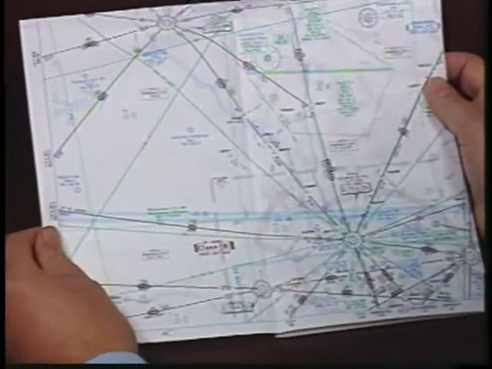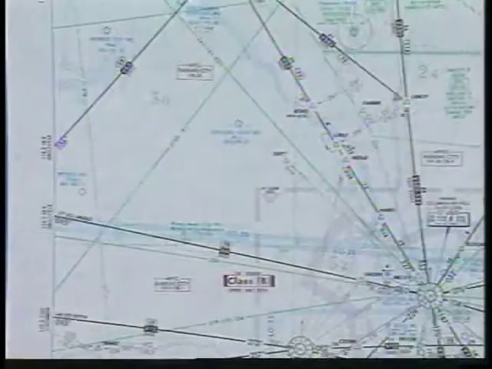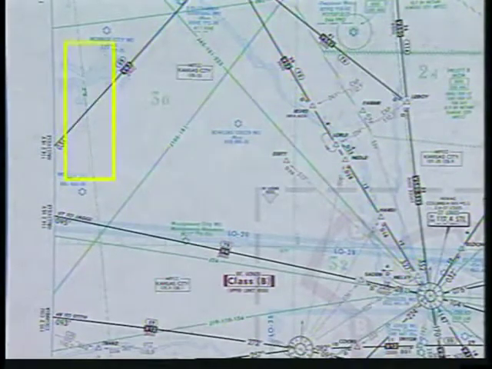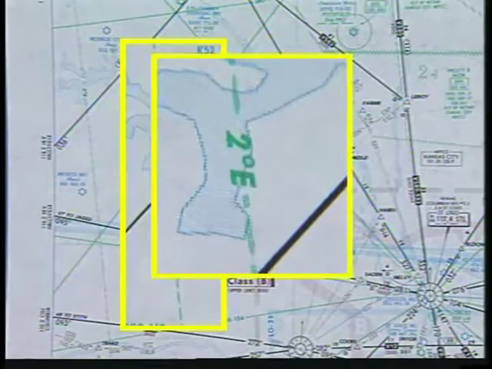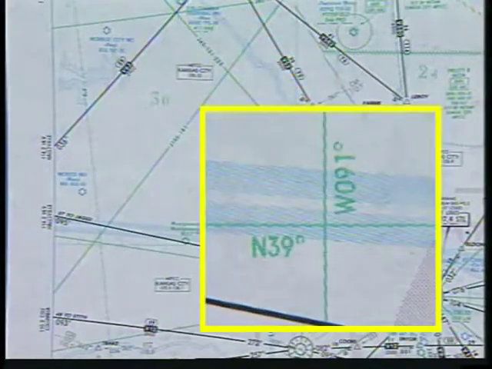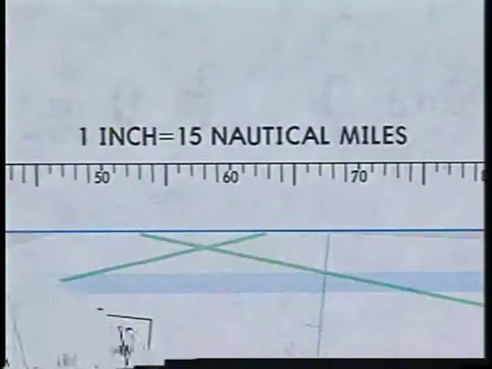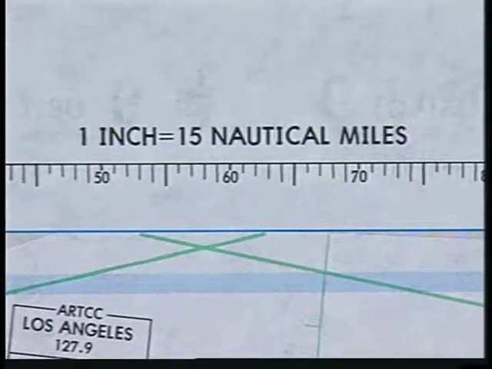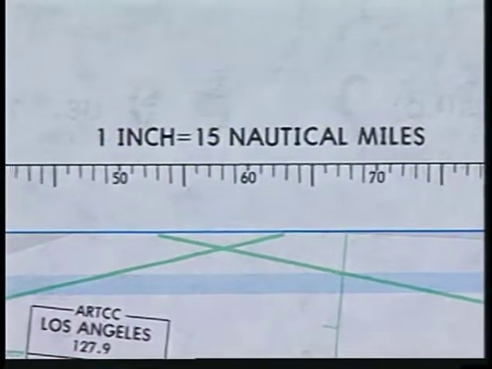There are many items printed on Enroute charts to help you maintain orientation. For instance, the green dashed line, which shows 2 degrees east, depicts the magnetic variation for this region. Latitude and longitude lines are shown on the chart by thin green lines, such as 39 degrees north latitude and 91 degrees west longitude. A distance ratio at the top of each chart shows you the scale. In this case, 1 inch equals 15 nautical miles. A nautical mile scale is provided along the top of each chart.